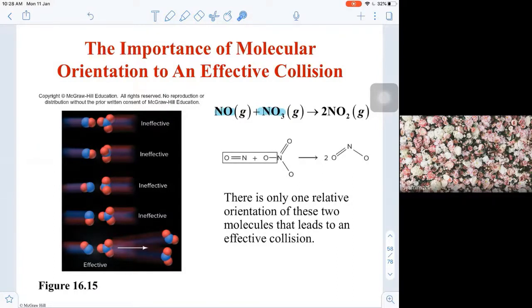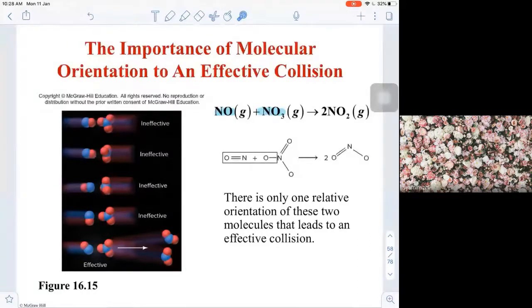Okay, this is nitrogen monoxide. This is nitrogen trioxide. So the first collision is between the red particles, or the oxygen in the nitrogen monoxide, and the oxygen in the nitrogen trioxide. They collide this way, at this orientation, then it is an ineffective collision. The second set of collision is when this oxygen collides with the nitrogen at the center of the nitrogen trioxide. Also ineffective. Ineffective means that it does not lead to the product. It will bounce back and become reactant again.